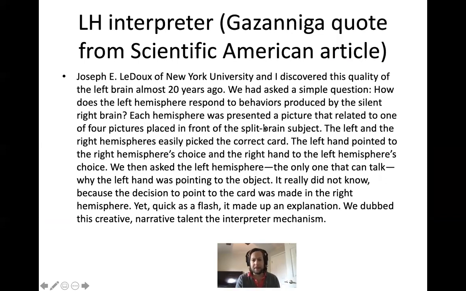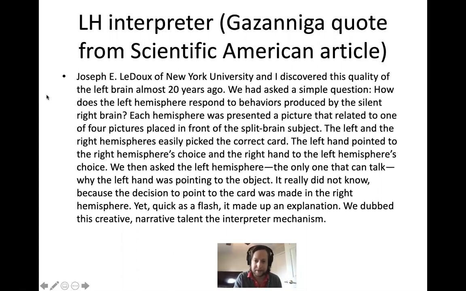Each hemisphere was presented a picture that related to one of 4 pictures placed in front of the split brain subject. The left and the right hemisphere easily picked the correct card. The left hand pointed to the right hemisphere's choice, and the right hand pointed to the left hemisphere's choice.